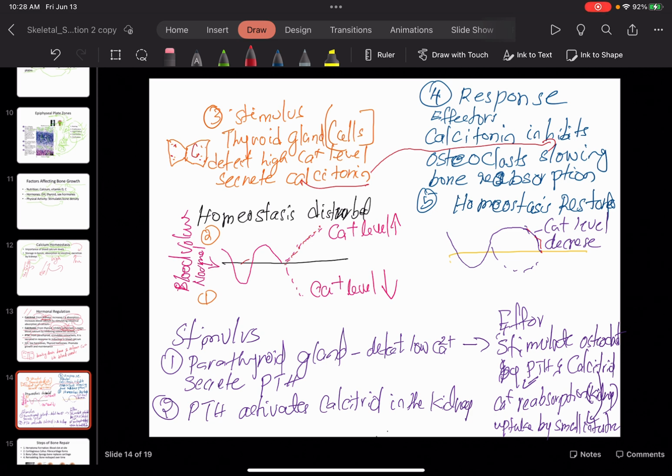The other way around, if your calcium level is low, somehow you're not getting enough calcium in the blood, it will stimulate the parathyroid gland.